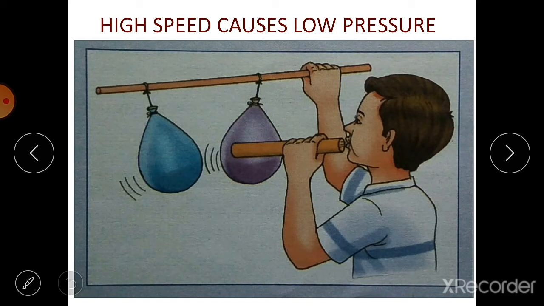Then blow in this gap with your mouth. Then what is the observation? What will happen?